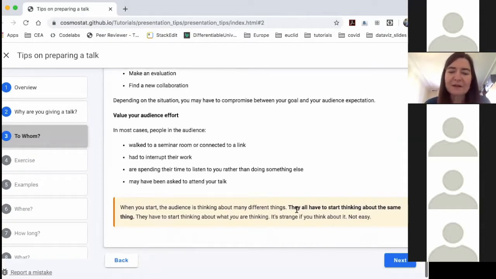So when you start, remember that the audience is thinking about many different things. And suddenly they have to start thinking about the same thing. They have to start thinking about what you are thinking. So if you think about that, actually, it's quite a strange thing. And it's not easy to start and to manage the attention of the people. So we'll go through various tips that may help you to manage the attention through different elements that make your talk.